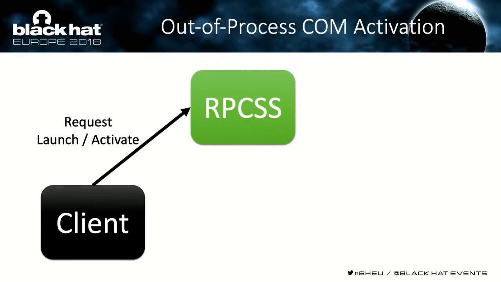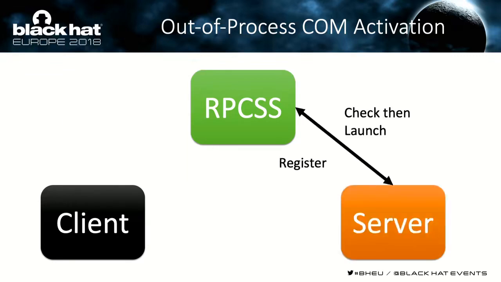To launch or activate an out-of-process COM server, the client's COM runtime will send a request to the system activator that runs in RPCSS. RPCSS will first check the client's permission, then launch or activate the associated server. When a server starts, it will register its class and interface information with RPCSS.